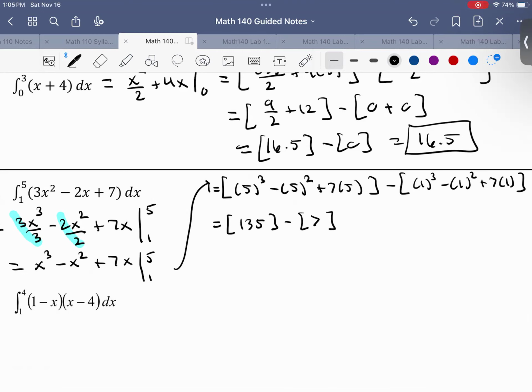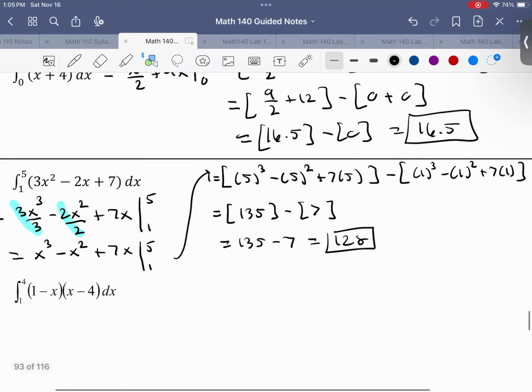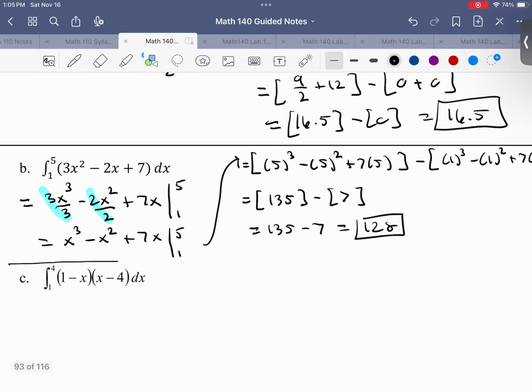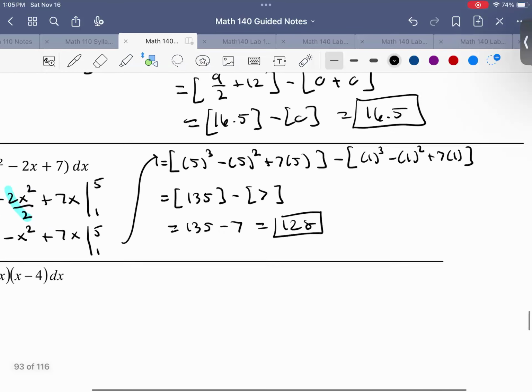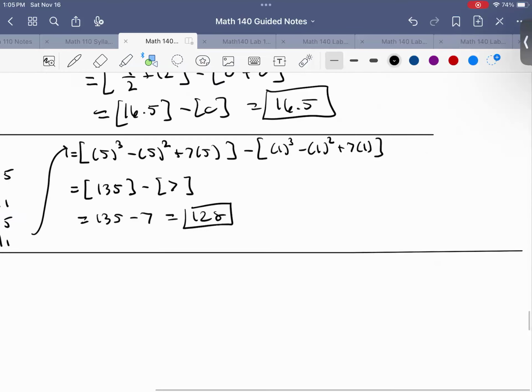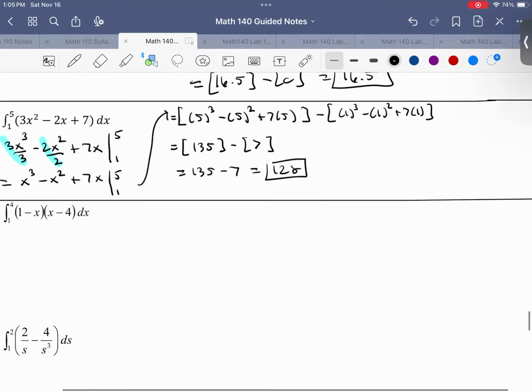And this is where keeping the brackets separate and having the negative in between is important, because this is going to be 135 minus 7, not plus 7. And so this ends up being 128. And that would be the answer. Okay, so that's it for letter B. Let me close that off as well. Okay, let's move on to letter C now.